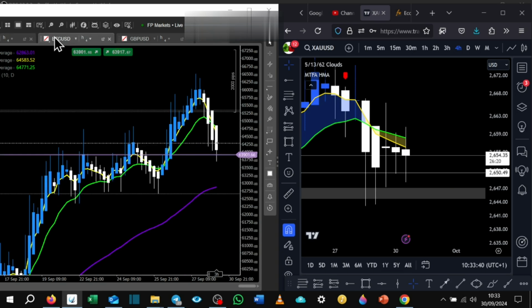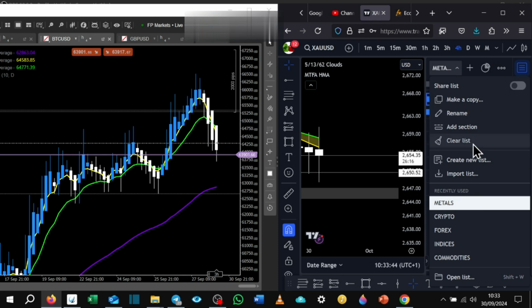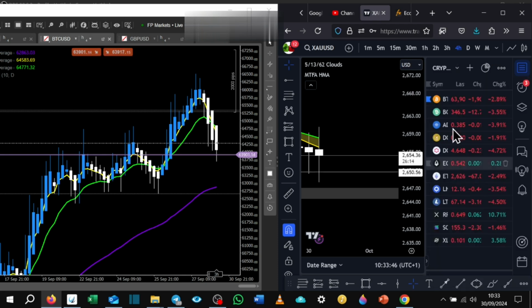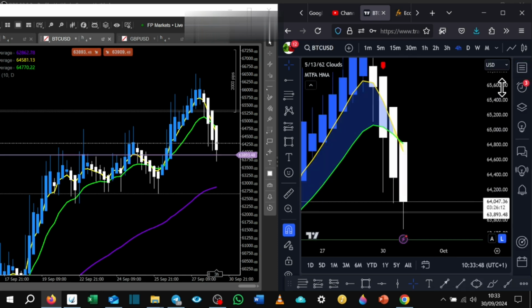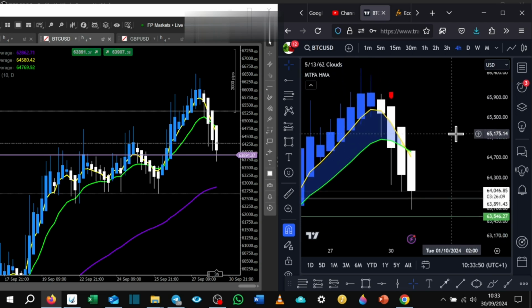When we look at Bitcoin, let's just go over to Bitcoin, cryptos, Bitcoin. Okay, so with Bitcoin, let's have a quick look at the price. 63,892, 63,890. So the price is pretty much the same, which is good to see because they are the same broker. So the price is the same.